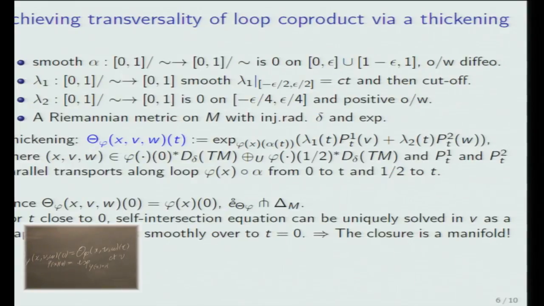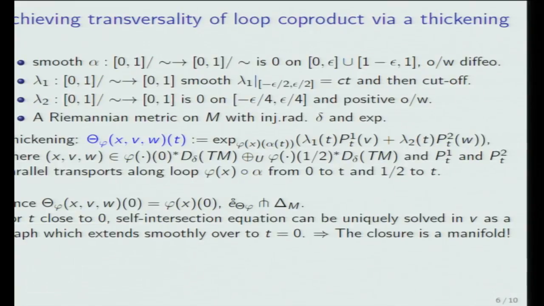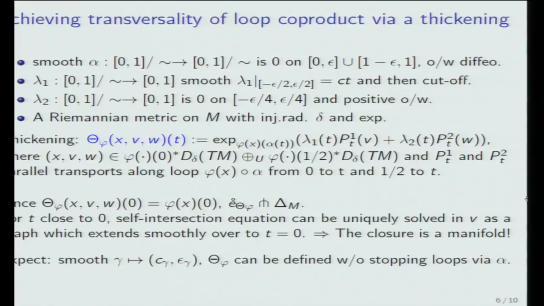If that function lies inside this delta open ball, then it can be uniquely solved. I chose it to be identically 0, so this function will be 0 near there, so this will be true. But the way I set it up is that actually this can be done without stopping the loop as well, by smoothly assigning every loop a pair of vectors in this construction.